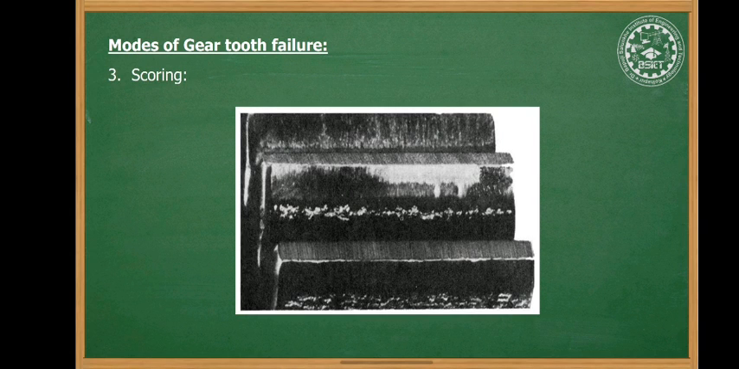Next is scoring. It is actually a lubrication failure. Inadequate lubrication along with high tooth load and poor surface finish results in breakdown of the oil film and causes metal to metal contact. This type of failure can be avoided by properly designing parameters such as speed, pressure, and proper flow of lubricant, so that the temperature at the rubbing faces is within the permissible limits.